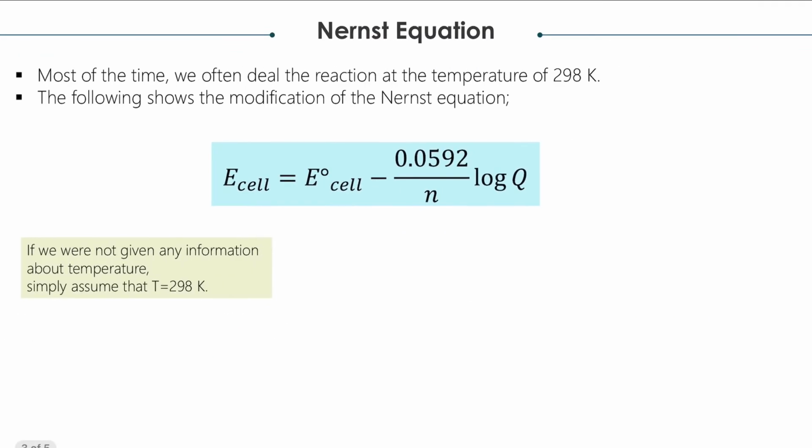Most of the time, we deal with reactions at the temperature of 298 Kelvin. So the following shows the modification of the Nernst equation. As you can see, in this equation, we will not be using the natural log anymore, and the constants R, T and F cannot be seen in this equation. If we are not given any information about temperature, we can simply assume that the temperature is equal to 298 Kelvin. And for your matriculation syllabus, we will be using this equation almost all the time.